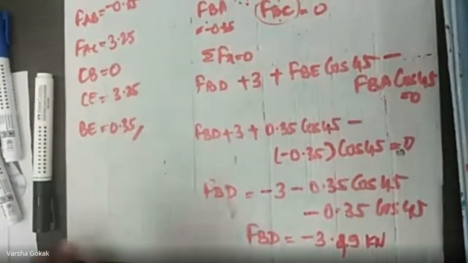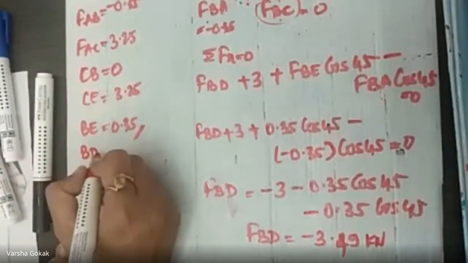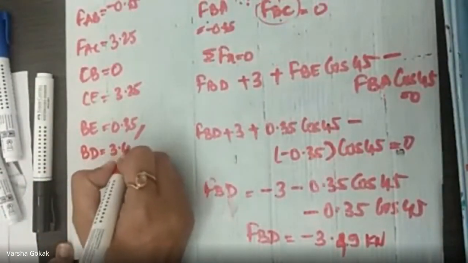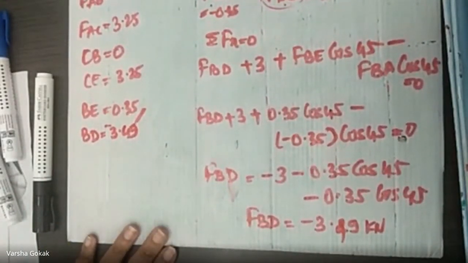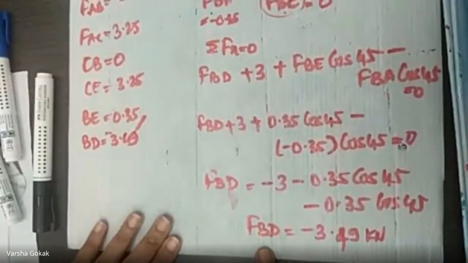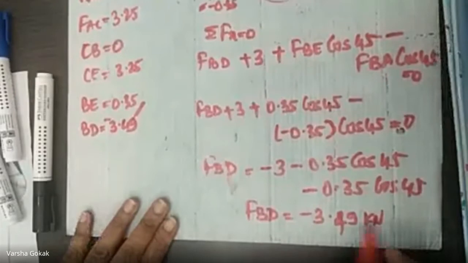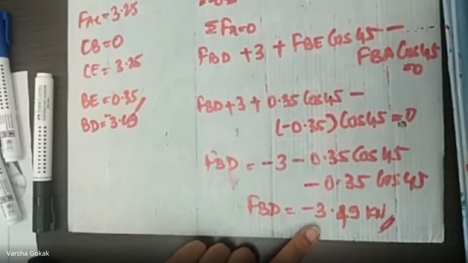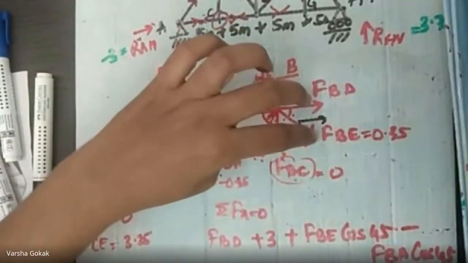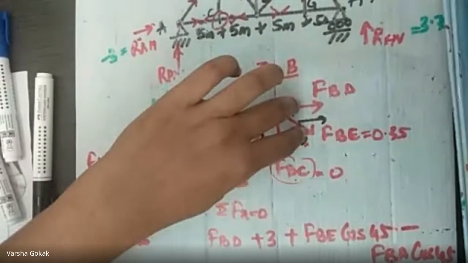Somebody please check this value, BD. Minus 3.49, ma'am. Correct, no? Yes, right. So BD value we are getting minus 3.49. Okay. So in this joint B, this and this were unknown. We have got these two values also, BD and BE.